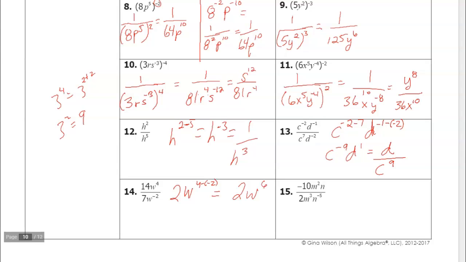Last one here, negative 10 divided by 2 is negative 5. And then we have m to the 2 minus 3. And I have n to the 1 minus a negative 5. So this equals negative 5. M to the negative 1. And my n becomes a 6. So then, again, this is the only thing that moves to the bottom. Don't mess with the numbers and flipping those. So I end up with negative 5 on top, along with that n to the 6. The only thing I moved was m to the bottom, which becomes m to the first.